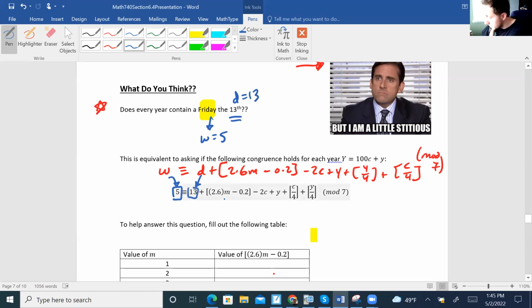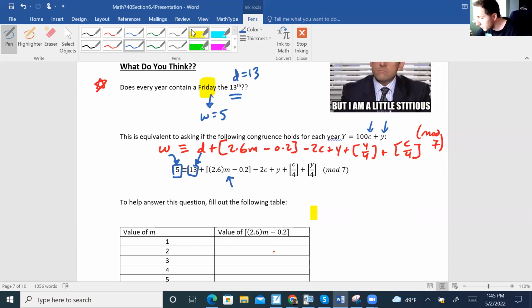And then for the rest of the congruence, I want to know, will this work no matter what capital Y I choose, no matter what century, no matter what little y? And therefore, kind of figuring out, is there a month where this is guaranteed to happen? So really what it boils down to is looking at this component right here, because this is the only component of the equation that depends on the month. So we want to know if all possible months could allow this to happen.